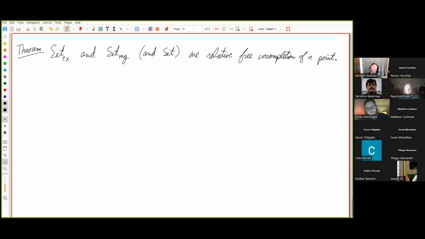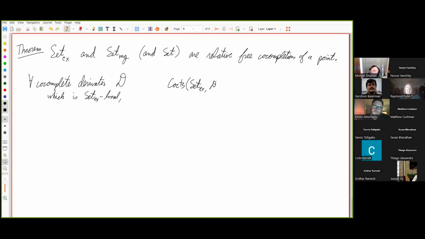And what that means is that they have this property, which is that for any co-complete derivator D, I'll just state this property for Set_X, and this derivator is what's called Set_X-local, then we have this property that the co-continuous maps from this derivator Set_X into D are equivalent to D itself. Or maybe if I just consider this as a category, then it's just D of a point, the objects of D.